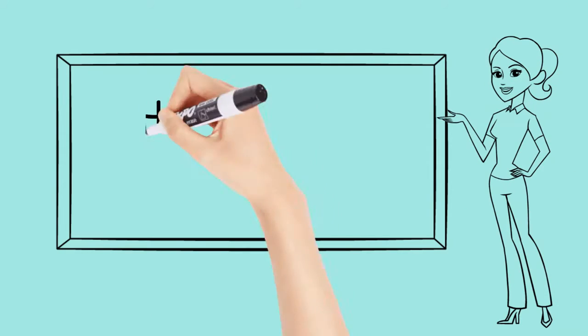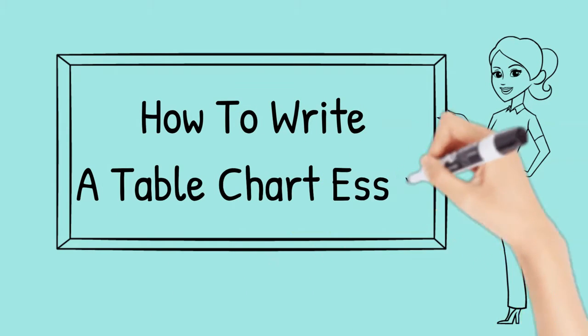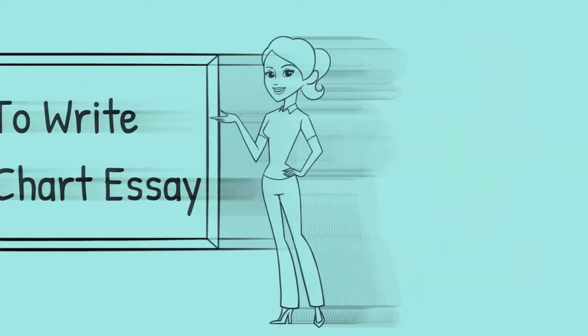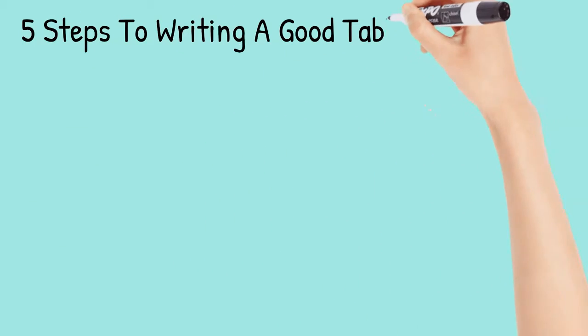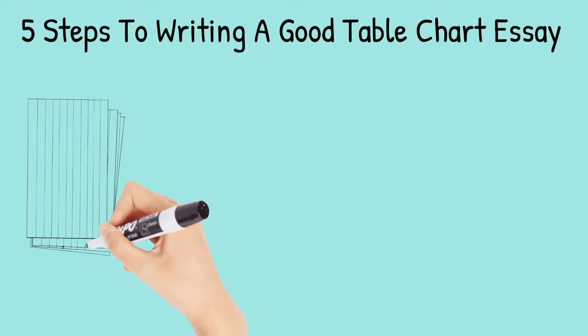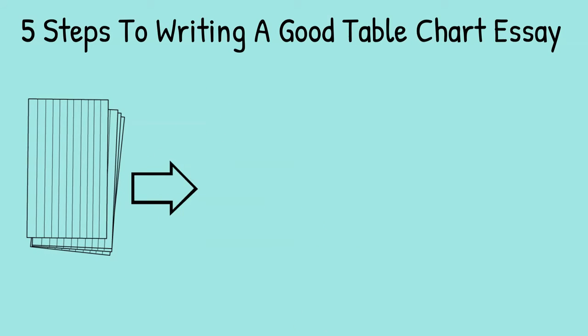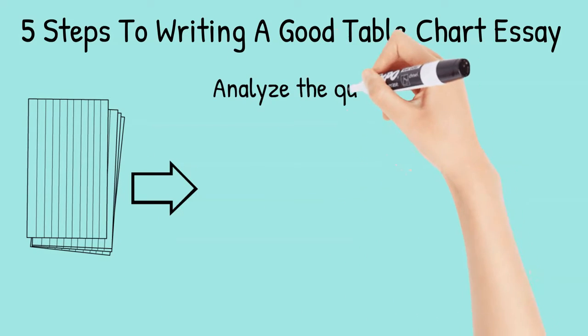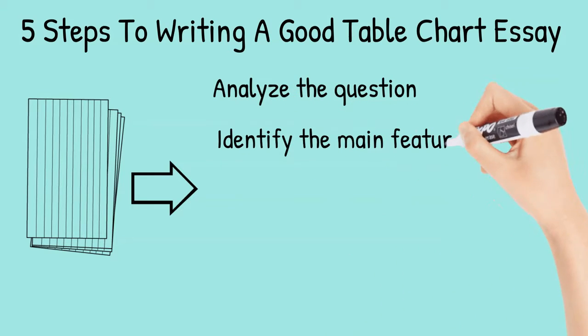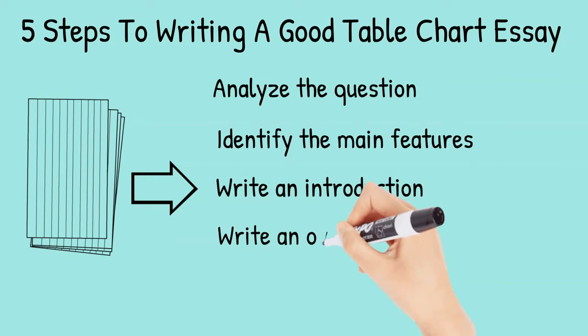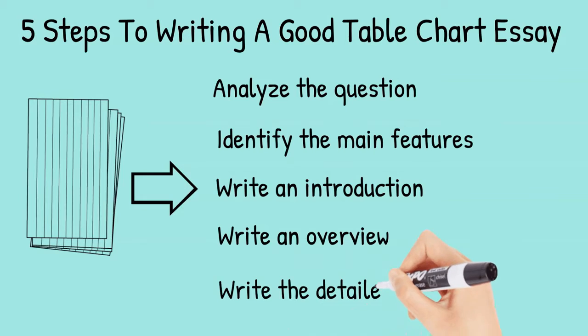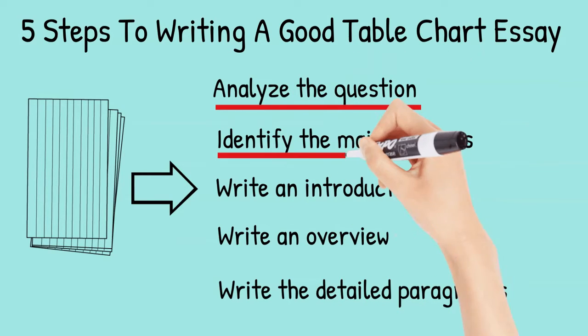In this video, we will cover how to write a table chart essay for IELTS Academic Writing Task 1. There are 5 steps to writing a high-scoring table chart essay. The 5 steps are: analyze the question, identify the main features, write an introduction, write an overview, and write the detailed paragraphs. I want to start by highlighting the importance of steps 1 and 2.